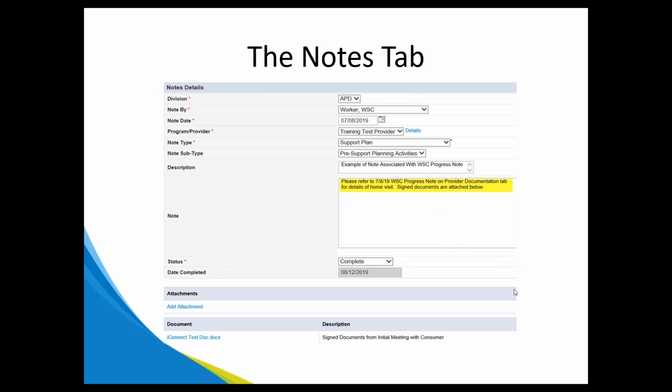So that's what I've done here. I've gone ahead, I've created a note, and I've used the note type of support plan. In this example, pre-support planning activities as my note subtype. I had scanned in all of my signed documents from my initial meeting and attached them to this note, and I referred back to my WSC progress note. So I don't have to retype everything that I've already put in my progress note. I've changed the status to complete, and I have done a file save and close. So it's that simple. There is no need to duplicate your notes. I know that there were some concerns voiced last year, so I wanted to make sure I stress that.